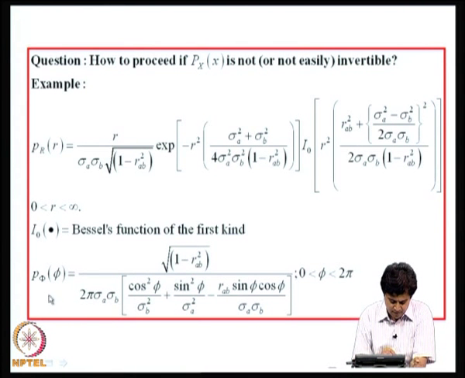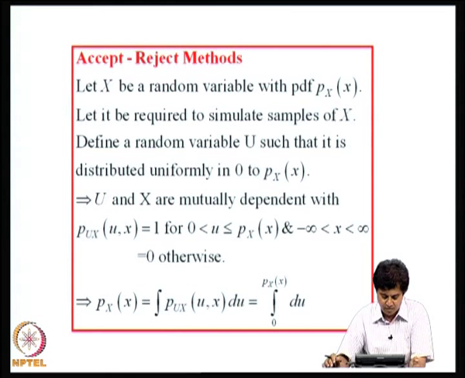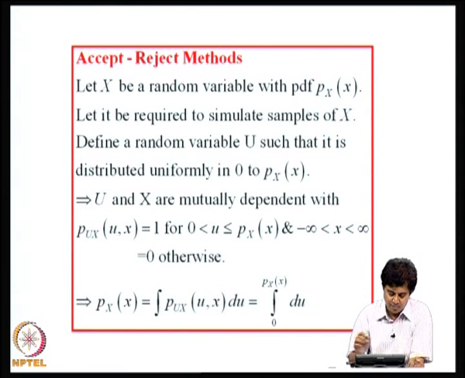Similarly, you take the probability distribution of the phase, you have cos square phi, sin square phi, sin phi cos phi, etc., and it is very unlikely that you will be able to first find the probability distribution function and then invert it. So, how do we proceed in such situations? The method of transformation of random variables is not a promising method for these problems. So, there is a method known as the accept-reject method.